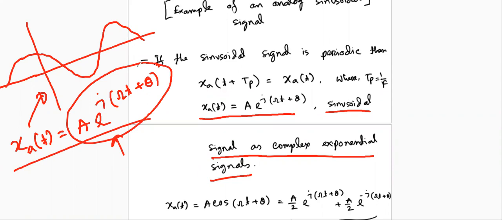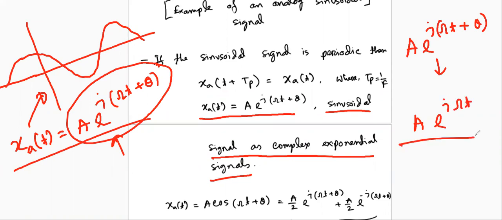Can you draw this? I'm asking this question. Can you draw A e to the power j(omega t plus theta), or if I make it very simple, A e to the power j omega t, can you draw this? And from there, can you prove that it is equivalent to our x(t)? In the next class, I will try to show how it would be similar to that. Let me do it now because it will help you to understand the fact.